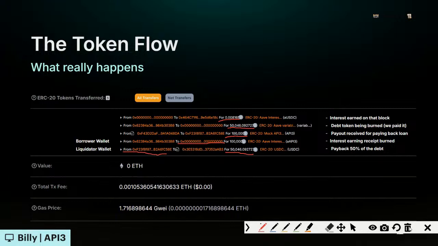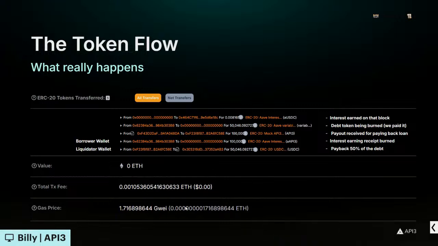This is the same way for Compound. They have their S tokens. This is the same way for like DYDX. So just a general flow of understanding how this all works makes it more understandable. And then, the transaction fee for everything I paid. This was on Scroll, by the way, so super, super low fee.